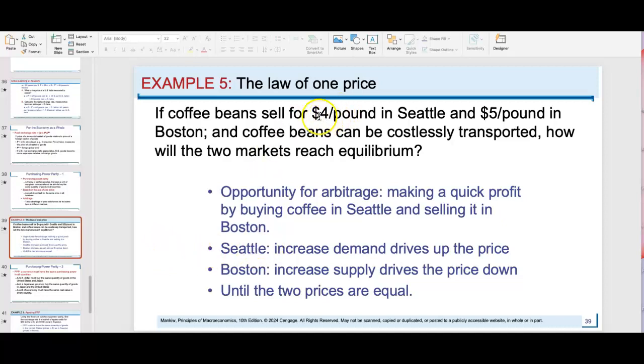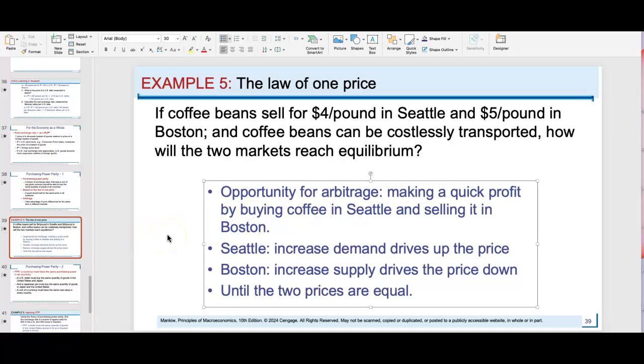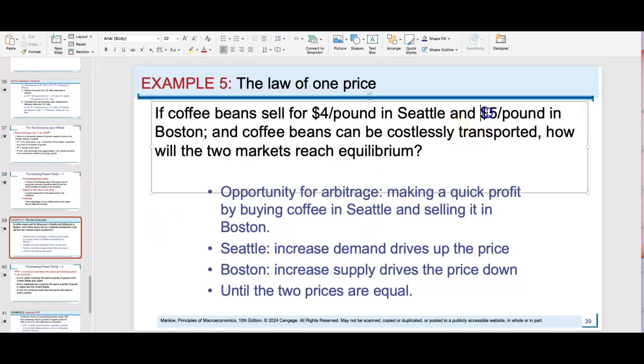But what happens in Seattle? As you're buying more and more coffee, there's an increase in demand. That increase in demand shifts the demand curve to the right, right? So if you look at the demand and supply equilibrium and you shift the curve to the right, it increases the price. So as the demand for coffee increases, the price goes up until it reaches the $5 a pound that you have in Boston.